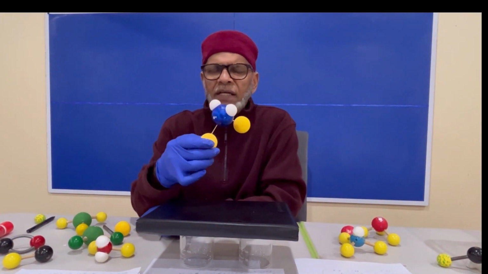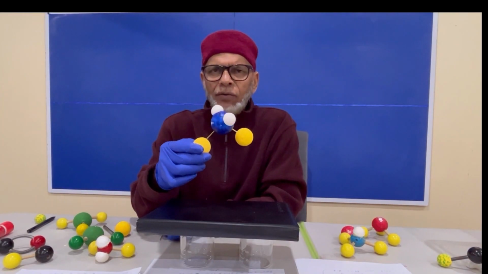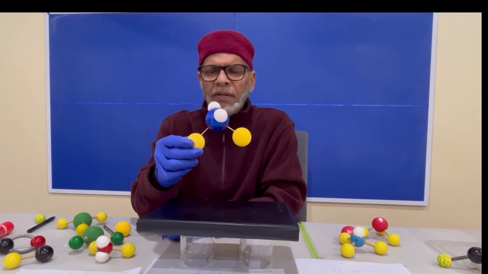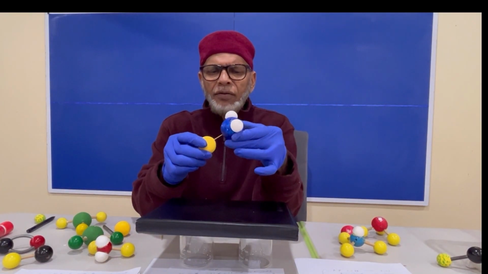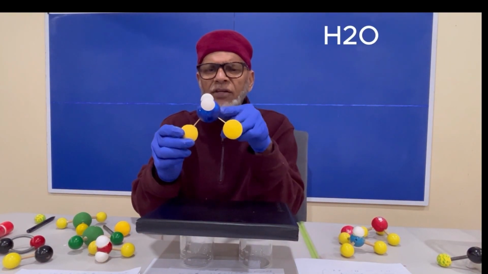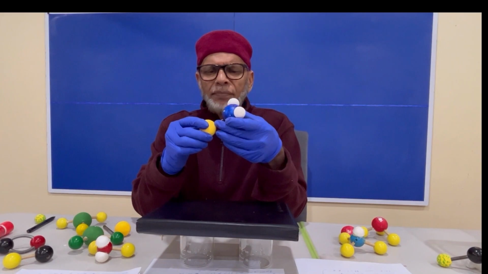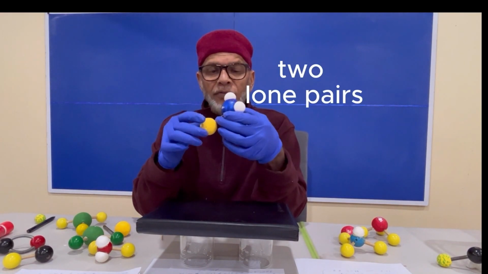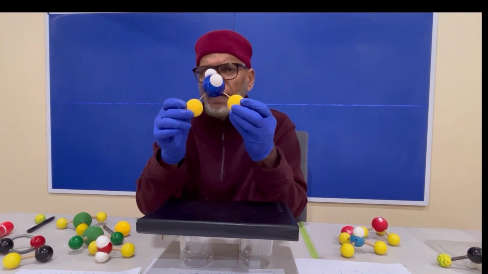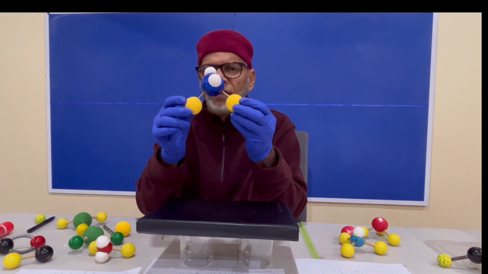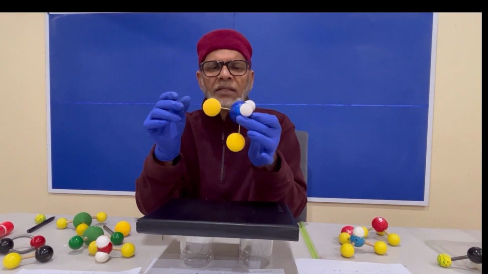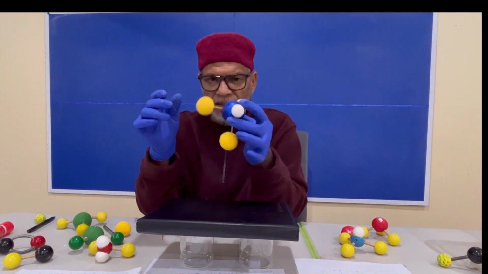We will now try to determine the polarities of a few AX2E2 type of molecules. Recall that such molecules have a central atom that is surrounded by two peripheral atoms and two lone pairs of electrons. The bond angle that the peripheral atoms make with each other is 105 degrees, and its molecular geometry is said to be V-shaped or bent.